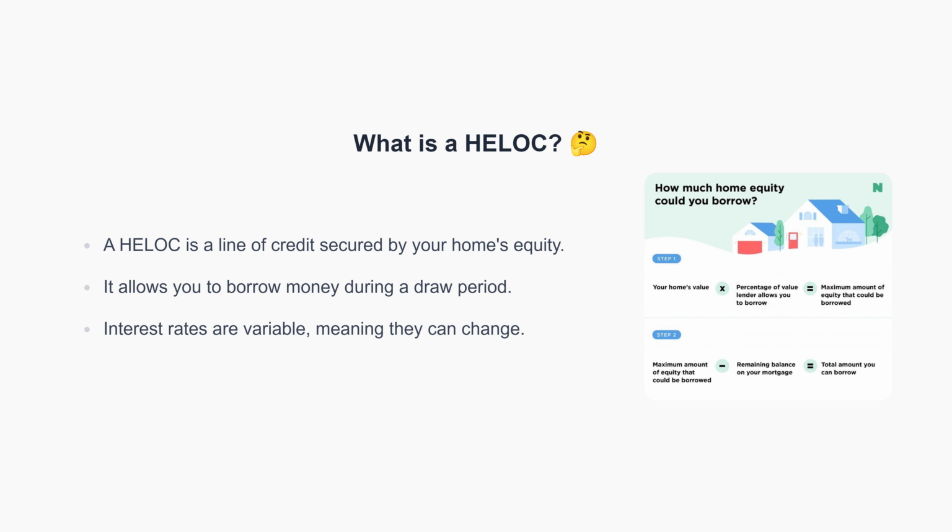A HELOC is essentially a line of credit that's secured by the equity you've built up in your home. Unlike a regular loan, a HELOC allows you to draw money as needed, up to a certain limit, during what's called a draw period. However, it's important to note that the interest rates are variable, meaning they can fluctuate over time, affecting your payment amounts.